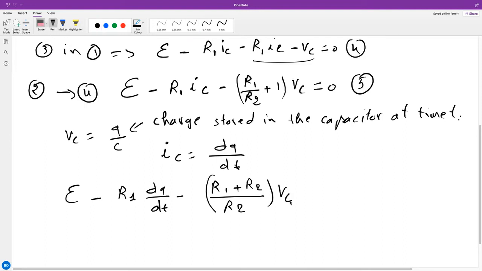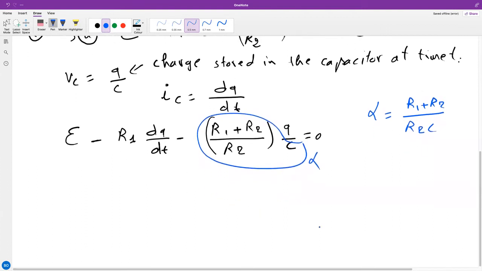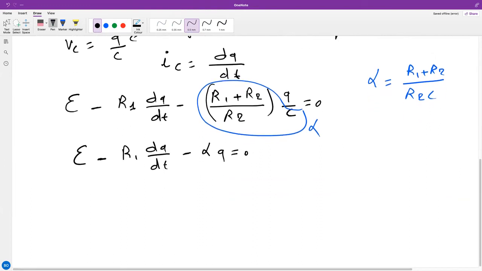I can replace VC by its value, Q over C, which will give me 0. Just for simplification, I will put alpha equal to (R1 plus R2) over R2C. So this will become alpha. Then I have the EMF minus R1 dq/dt minus alpha q equal to 0. This is a differential equation in Q.